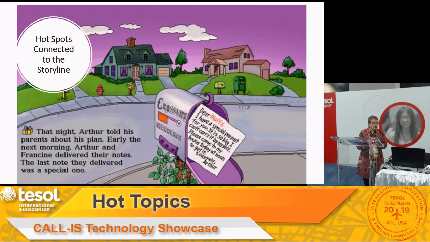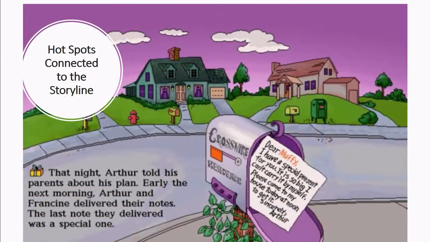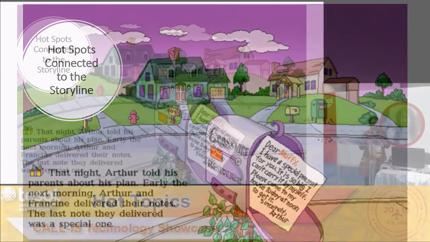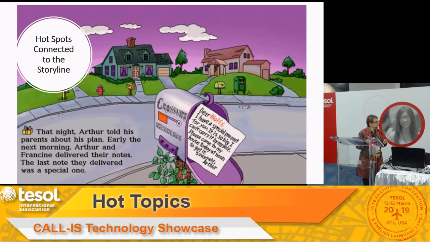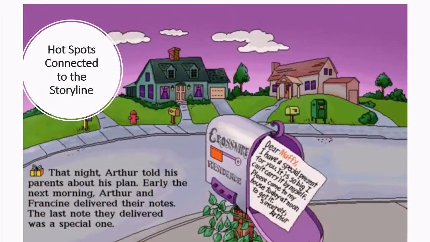This example, right from the same story about Arthur's birthday, is connected to the storyline. "So that night, Arthur told his parents about his plan. Early the next morning, Arthur and Francine, Arthur's kid sister, delivered their notes. The last note they delivered was a special one. Muffy is Arthur's very good friend." So first in the picture, this is after I clicked. You click on the mailbox, it opens, and you see the letter to Muffy, and you can read the letter and talk about why Arthur delivered a letter to Muffy to come to his birthday party.